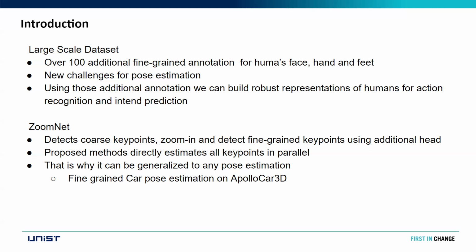Another older method is ZoomNet. The way ZoomNet works is that first it detects all of the coarse key points, the key points that are not on the face or the hand of the person, and then it zooms in and detects the additional fine-grained key points. But this method takes a lot of time. So the proposed method does all of this in parallel.